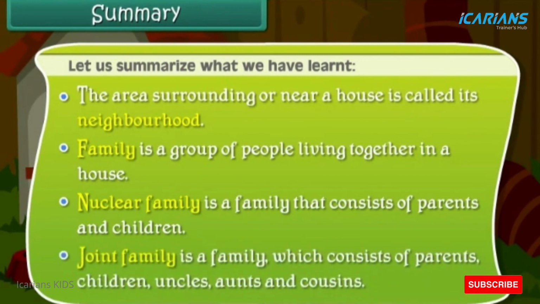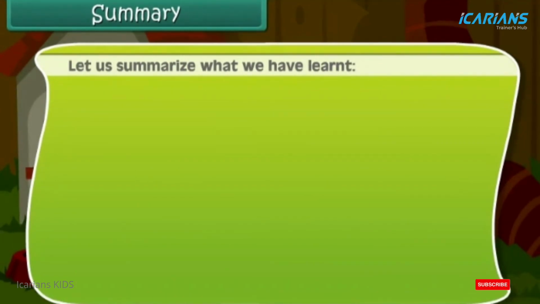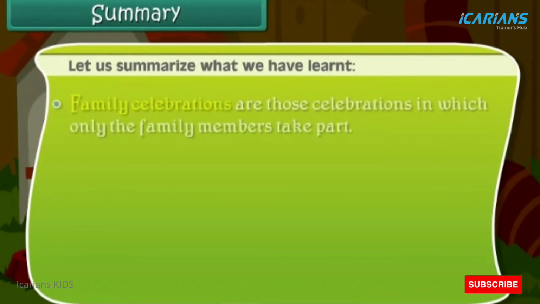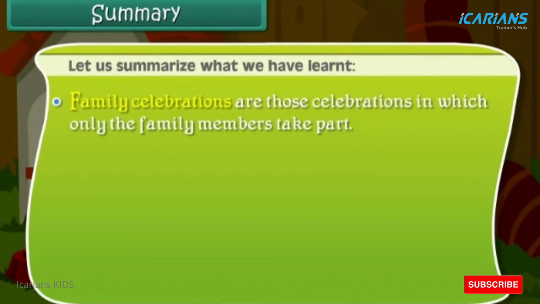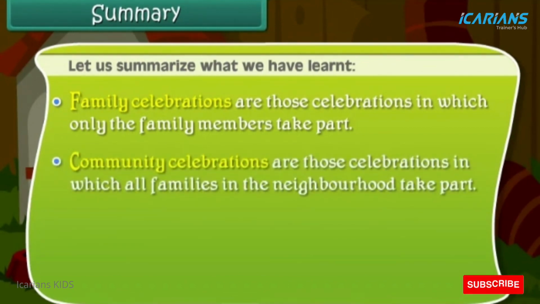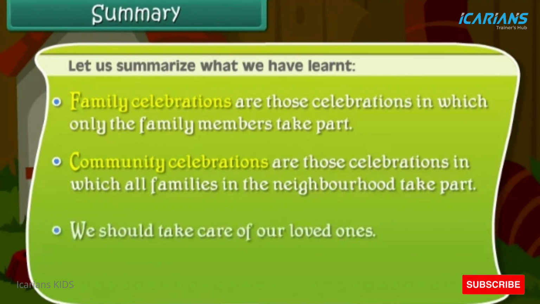A joint family is a family which consists of parents, children, uncles, aunts, and cousins. Family celebrations are those celebrations in which only the family members take part. Community celebrations are those celebrations in which all families in the neighborhood take part. We should take care of our loved ones.